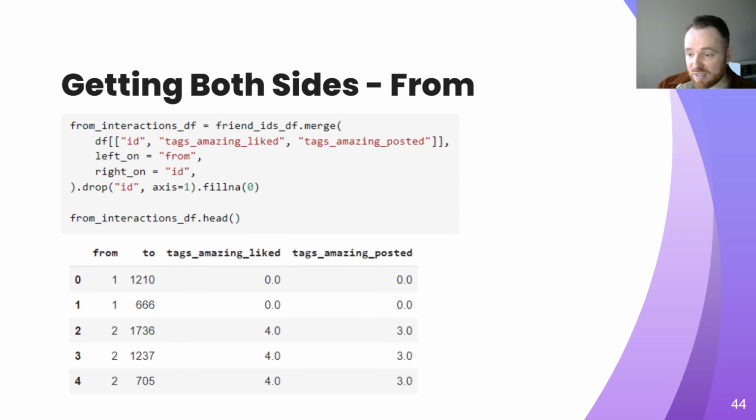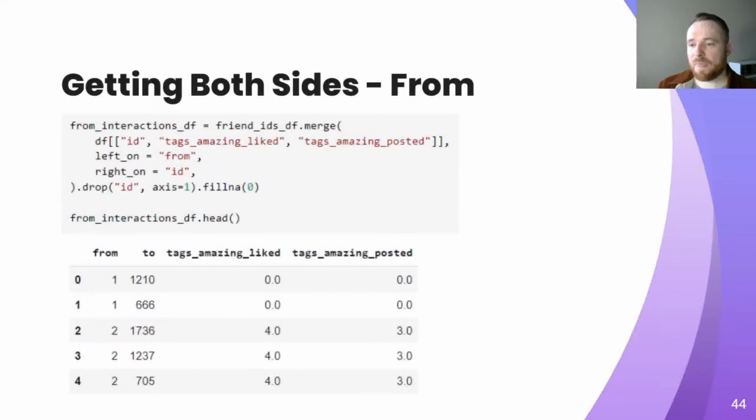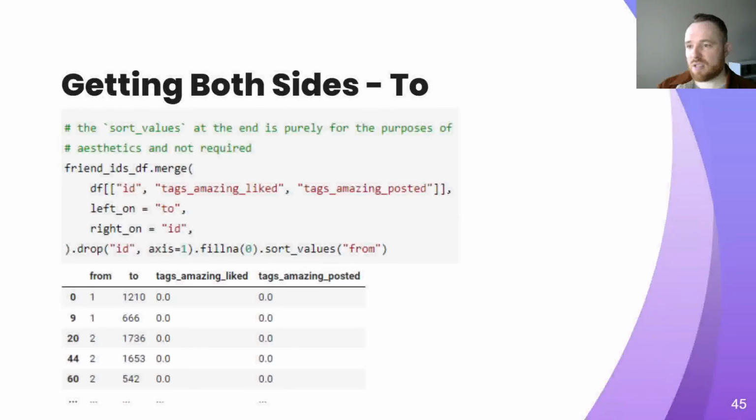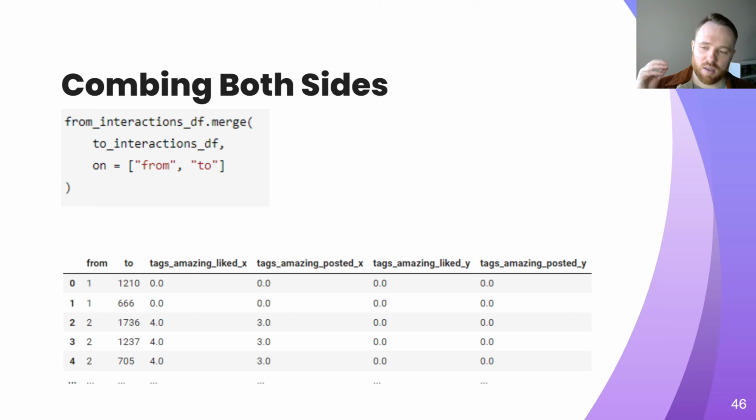And what I'm going to do next is create a to data frame. So instead of matching on the from column in left_on, I'm going to match on the to column. So now I have these two data frames, which I can then merge together. There's my from and my to, and I'm going to bring them together. And what I have now is, for each relationship, details for the from person and the to person, their interactions with the amazing hashtag.